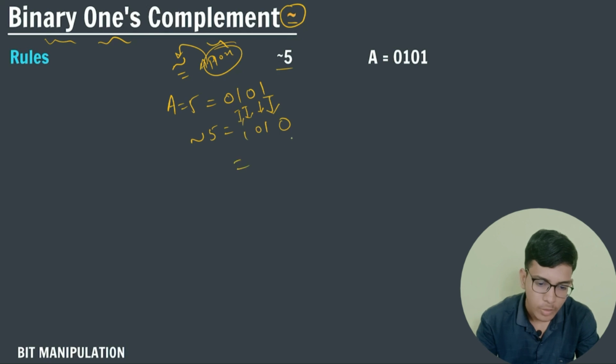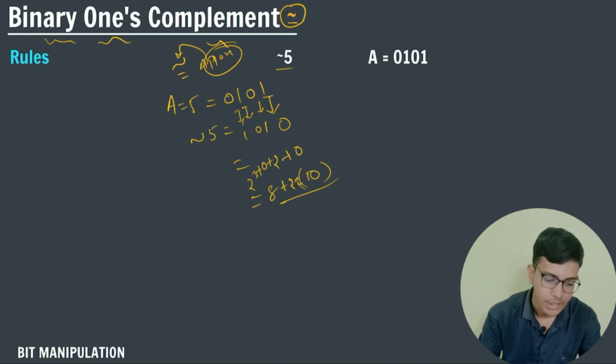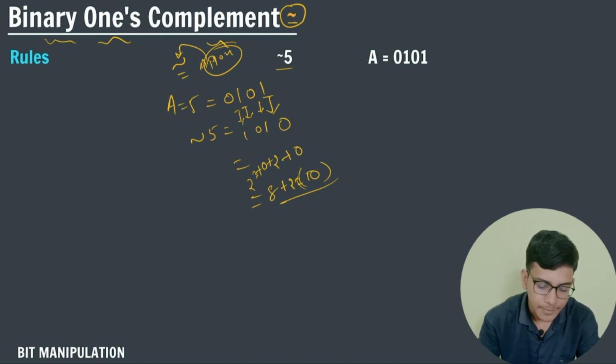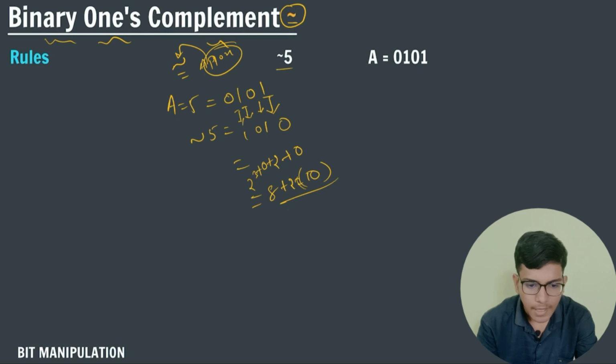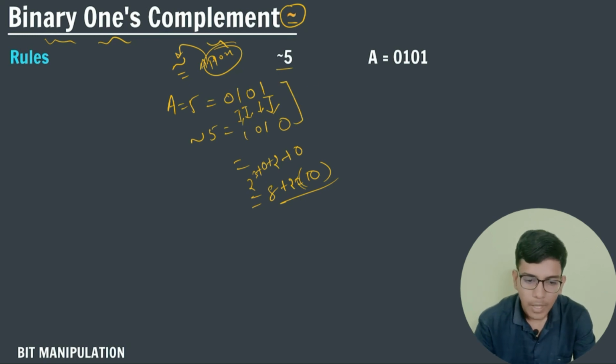So this will give me 0 times 2 to the power of 0, plus 1 times 2 to the power of 1, plus 0 times 2 squared, plus 1 times 2 cubed. So this will give me 2 plus 8, so 10 as my output. So this is the concept of ones complement: if the binary digit is 1, it will convert into 0, and if the binary digit is 0, it will convert into 1. So this is how binary ones complement works.